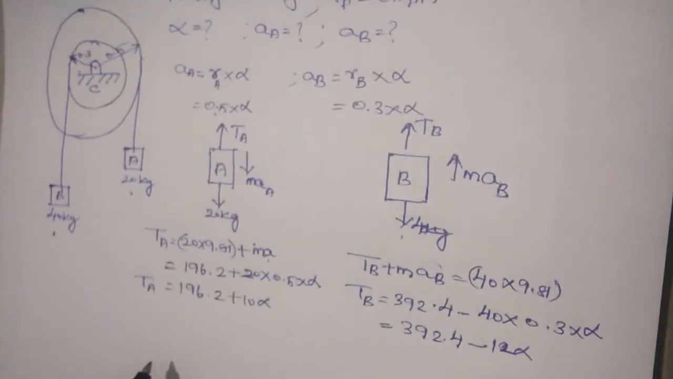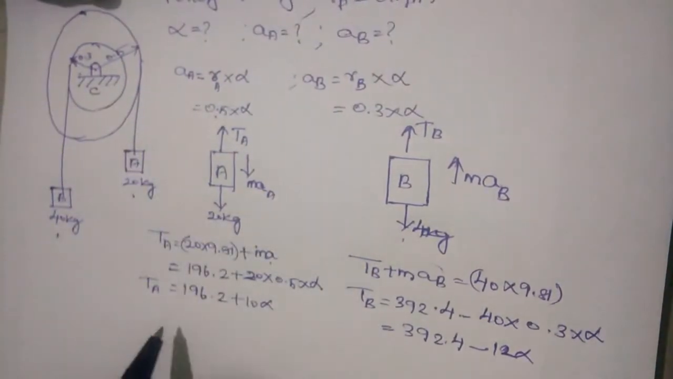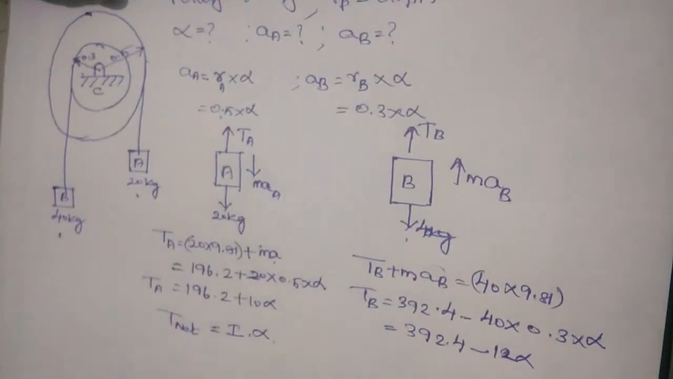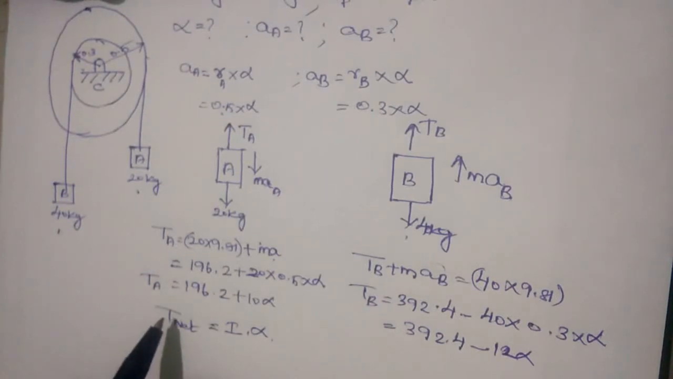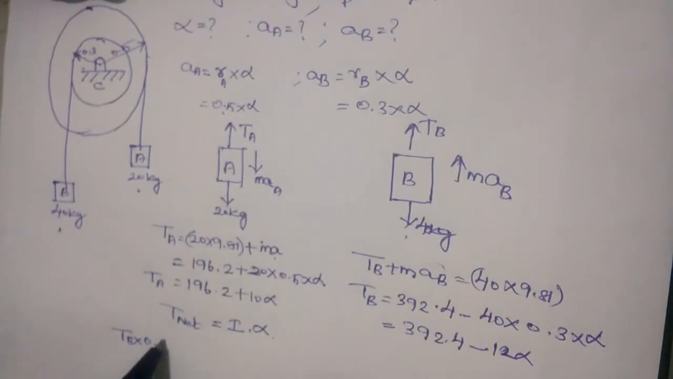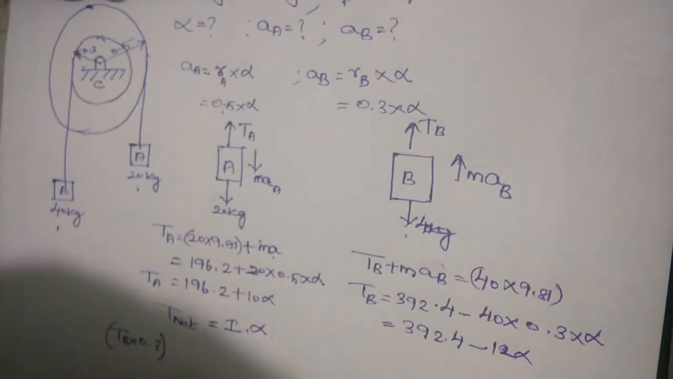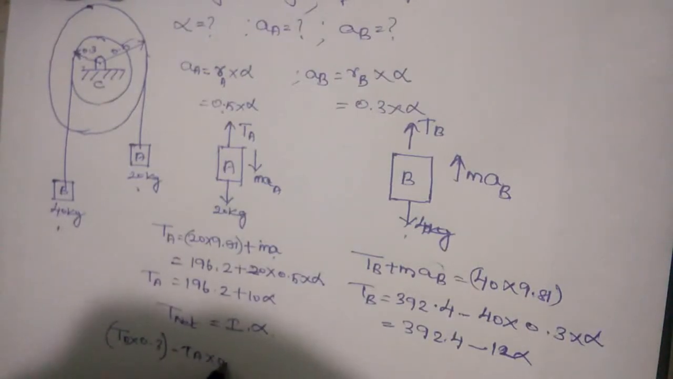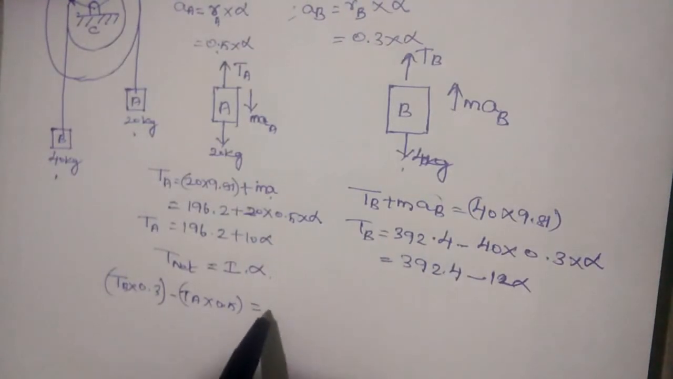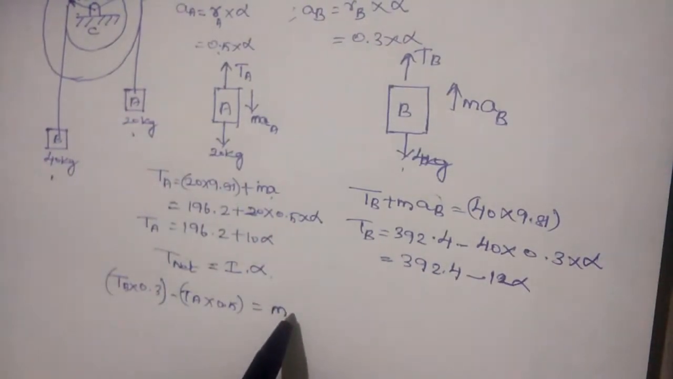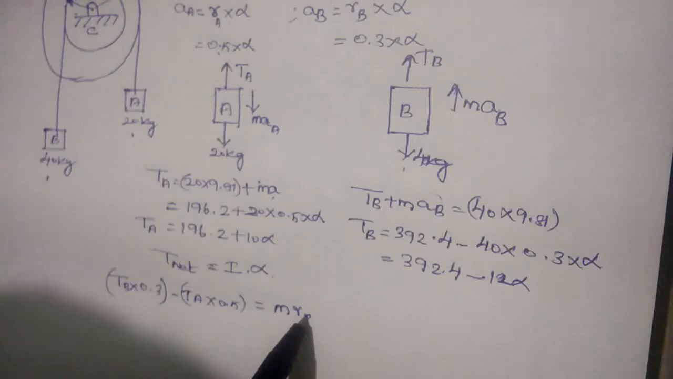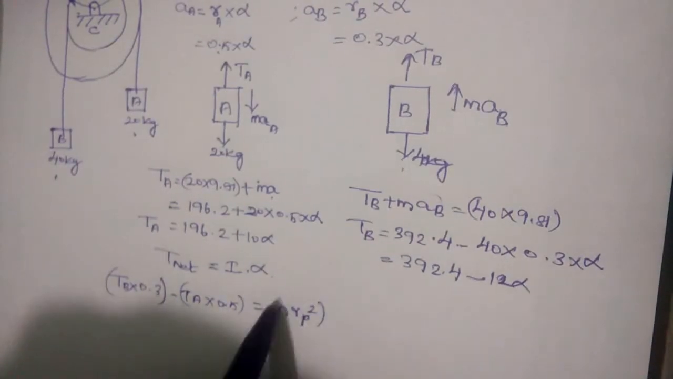We know the net torque in the pulley can be written as the inertia of the pulley into the angular acceleration of the pulley. Here net torque can be written as TB into 0.3 minus TA into 0.5 is equal to I into alpha. Inertia of the pulley is M into the radius of gyration squared.